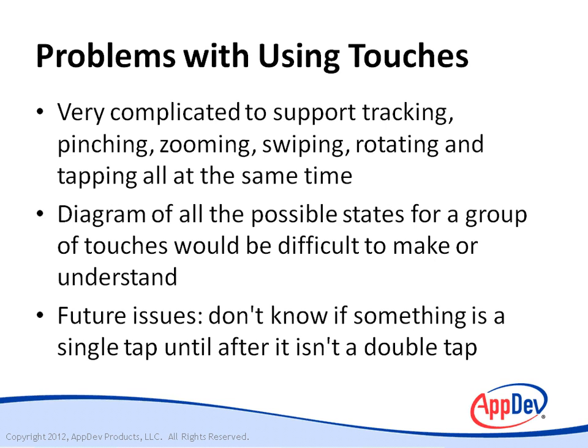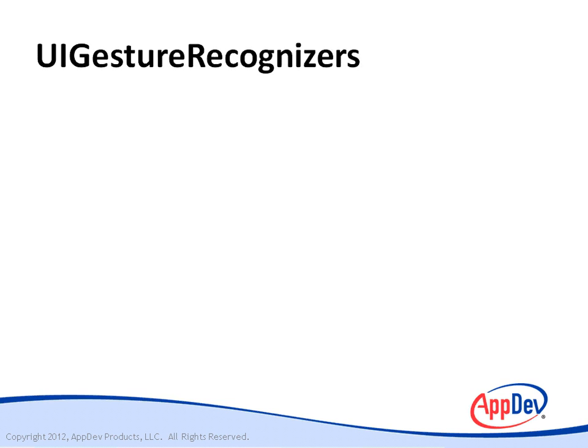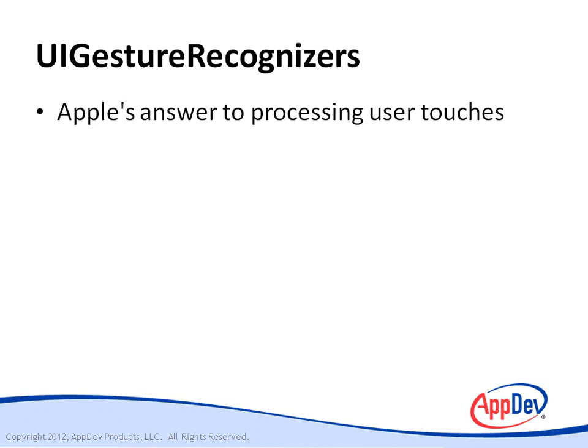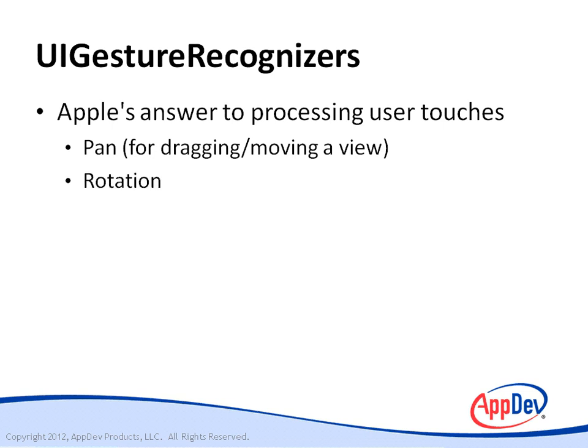So what is the answer to this? The answer, or at least Apple's answer, is UIGestureRecognizers. And Apple has a bunch of these pre-made for you. The first is pan, and that's what we just did in our moving the UIImageView around. So pan allows you to move or drag a view from one place to another.